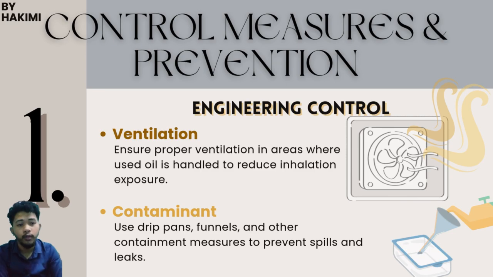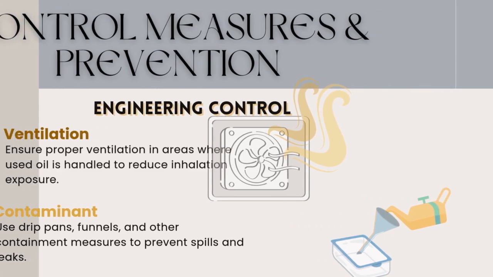Okay, the second one is containment. By using a drip pan, funnel and other containment measures to prevent spills and leaks, and by storing the used engine oil in one place, we can reduce the scent or smell and the exposure, stopping the used engine oil from attacking our target organs. Okay, the next one I will hand to YE.